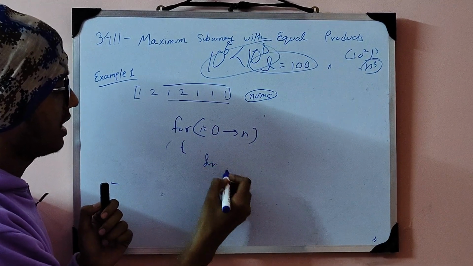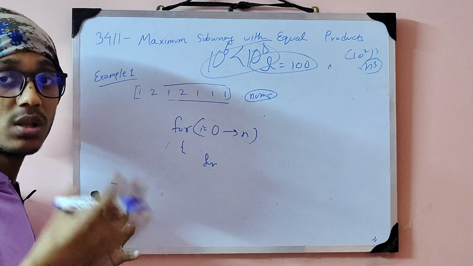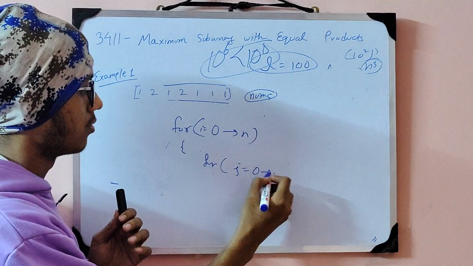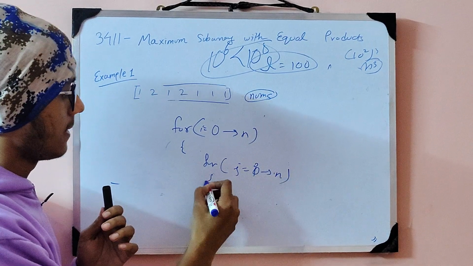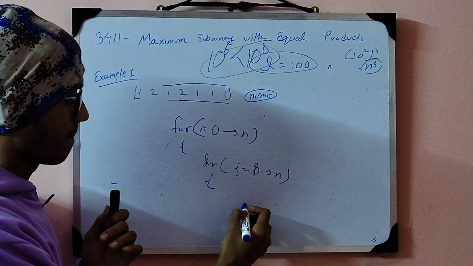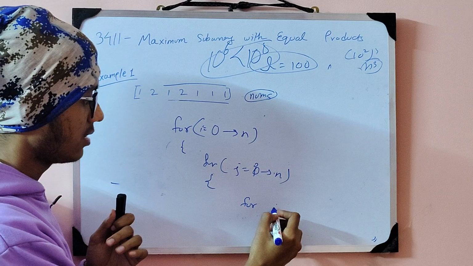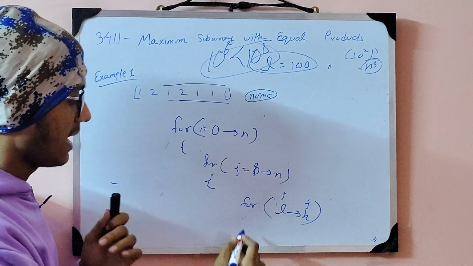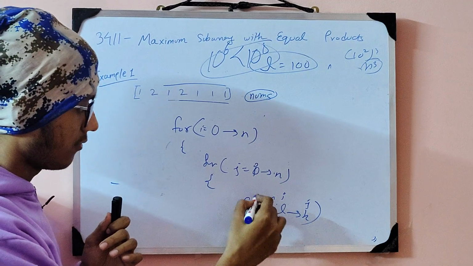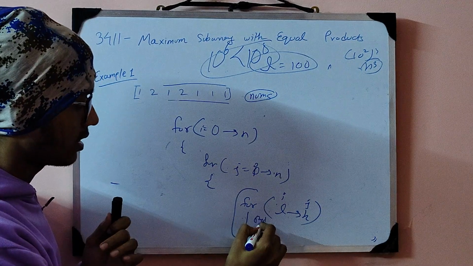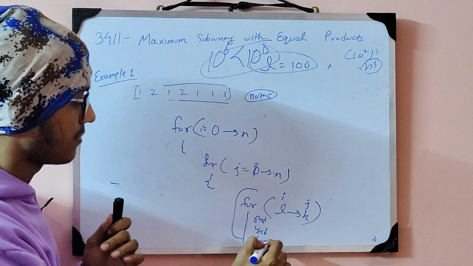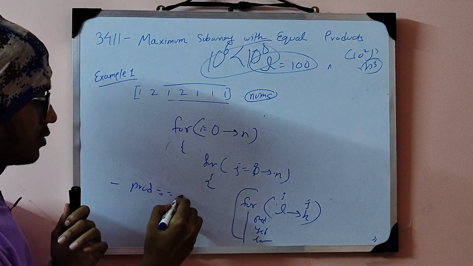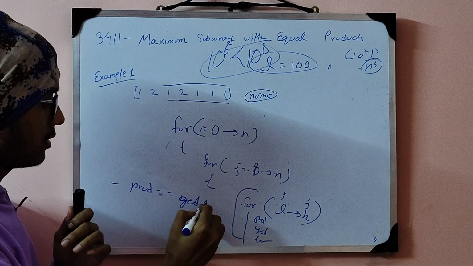For the next for loop, for taking all the possible subarrays, you can have j equals 0 to, like, i to n. And for the next one you will run another for loop from low to high. My low will be i, my high will be j. And for this one, you will find the product, you will find the GCD, you will find the LCM.